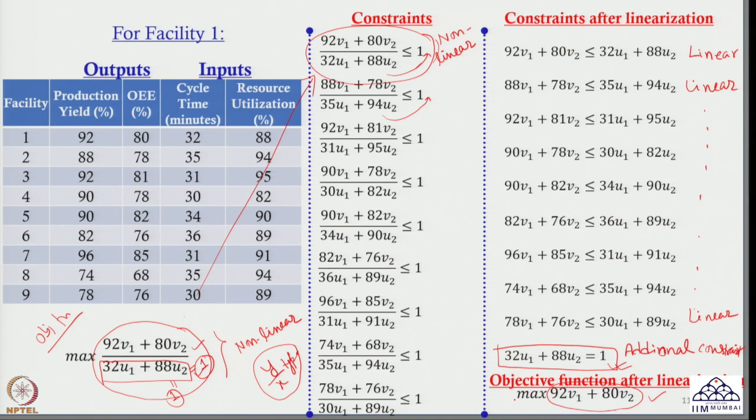The objective is to maximize 92 v1 plus 82 v2, then subject to 9 constraints related to the efficiency value being less than or equal to 1, and one more additional constraint which has come by virtue of converting the nonlinear objective function into a linear objective function. So now if I solve this model, I will get the values of v1, v2, u1, u2. Okay. Now, as far as the solution is concerned, it has become easier because my model is no longer nonlinear, it is a linear programming model.